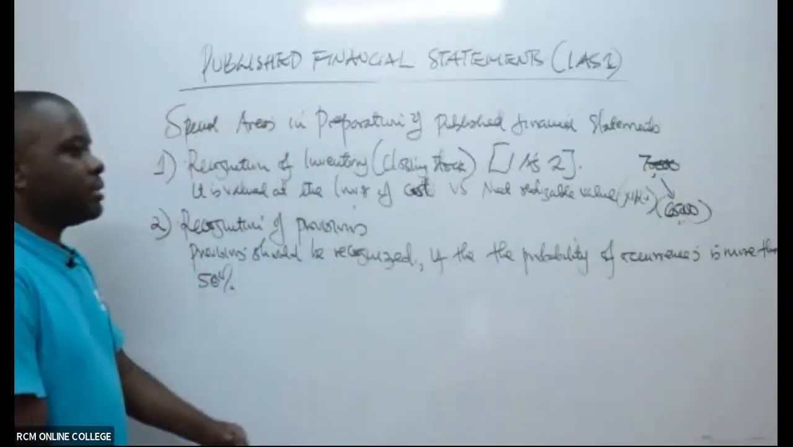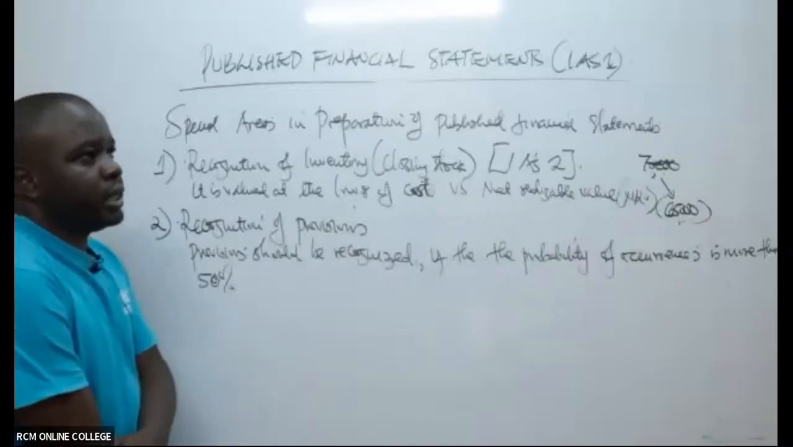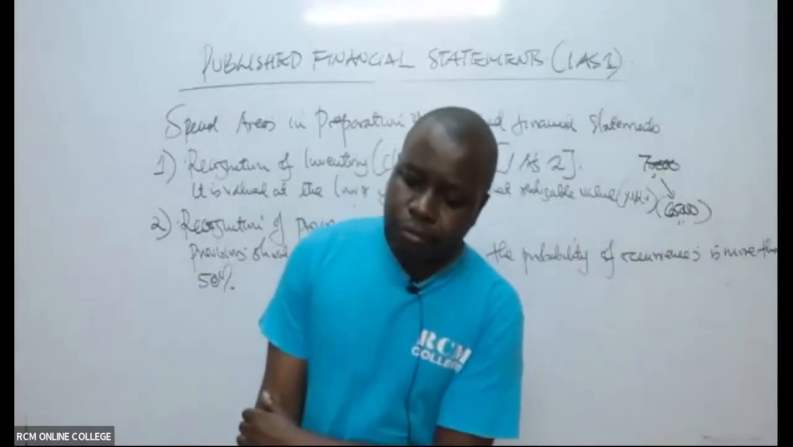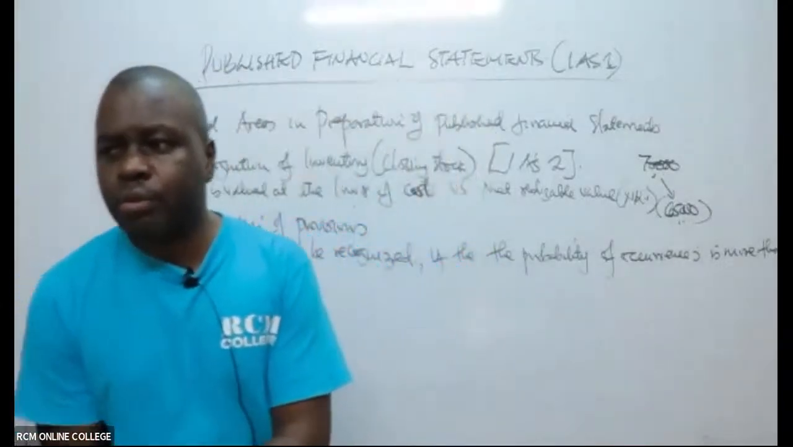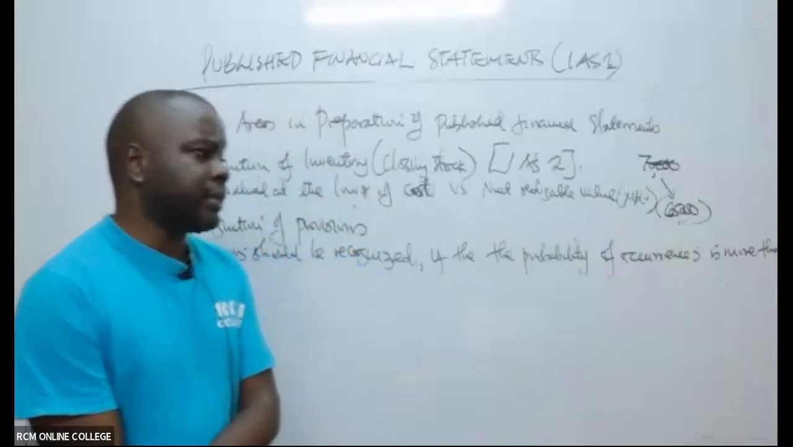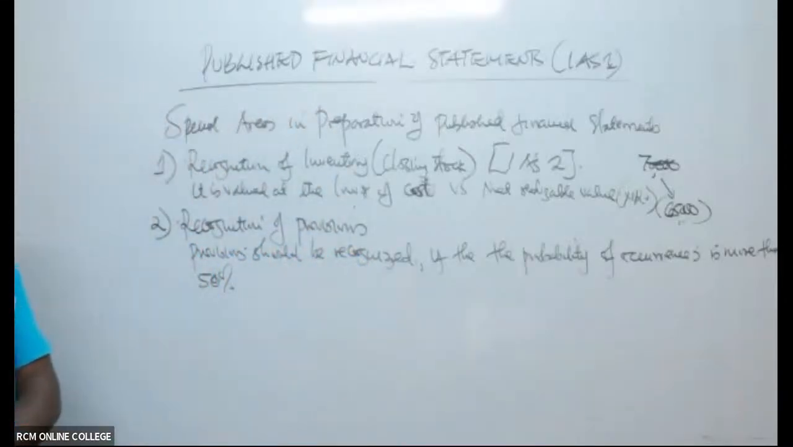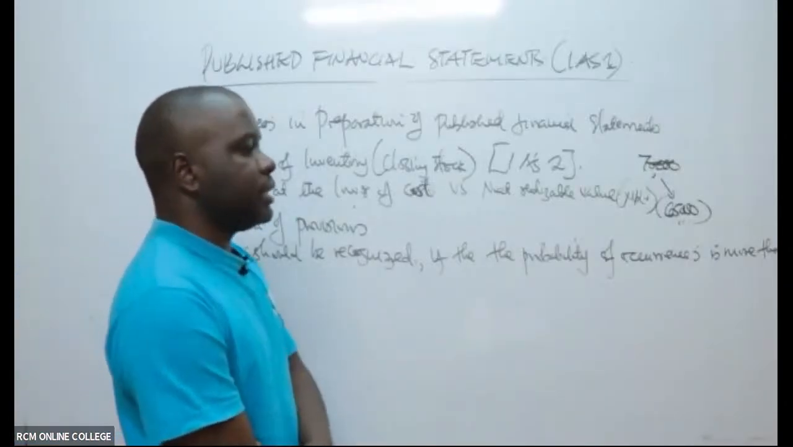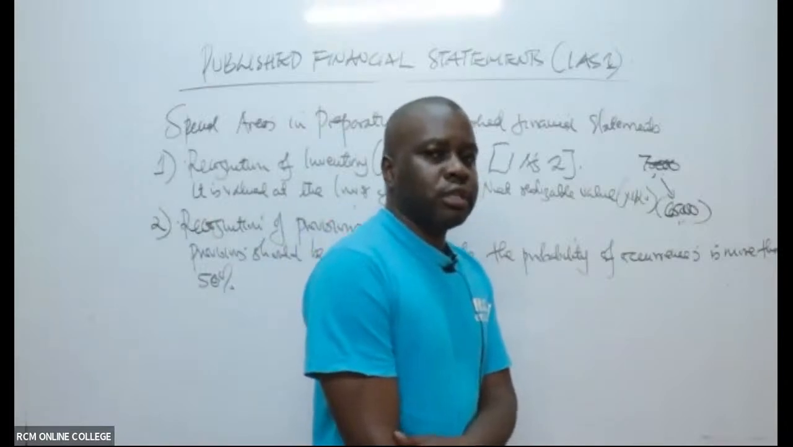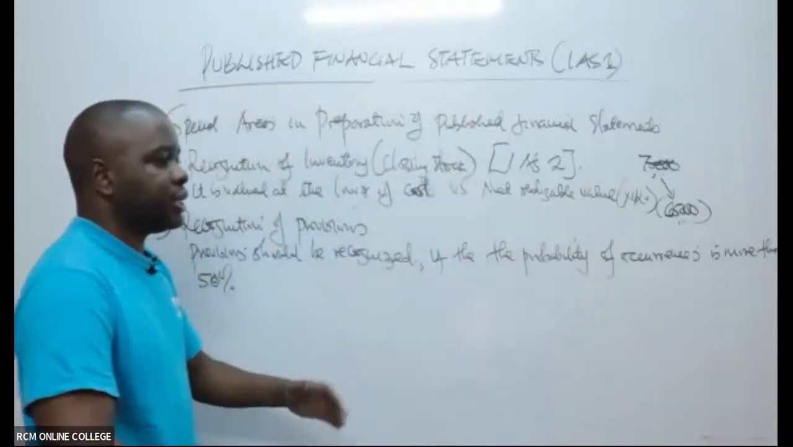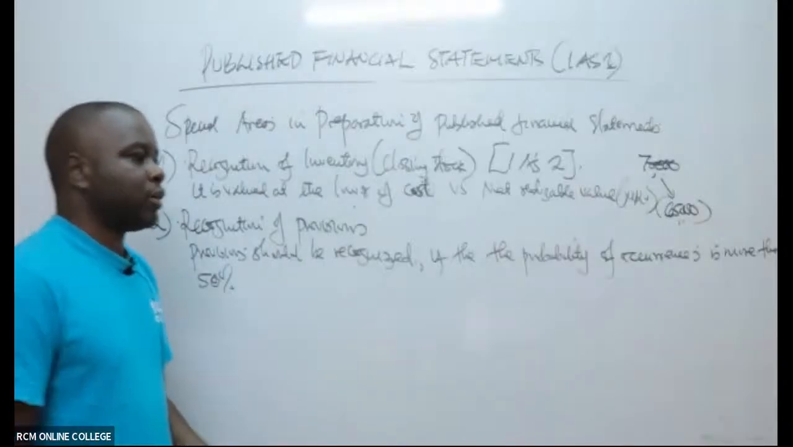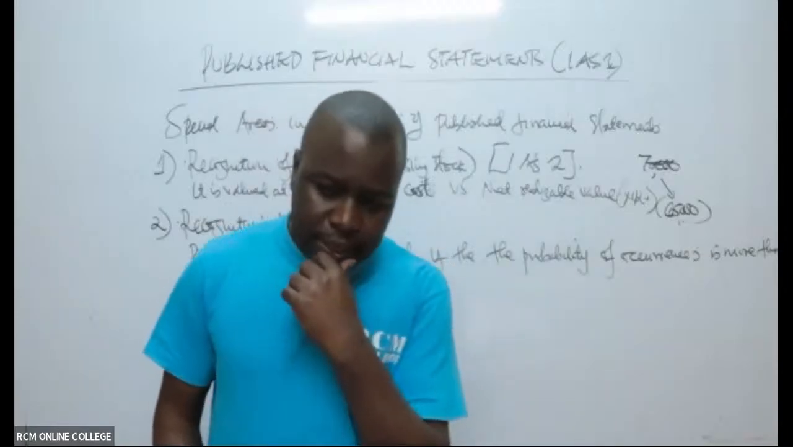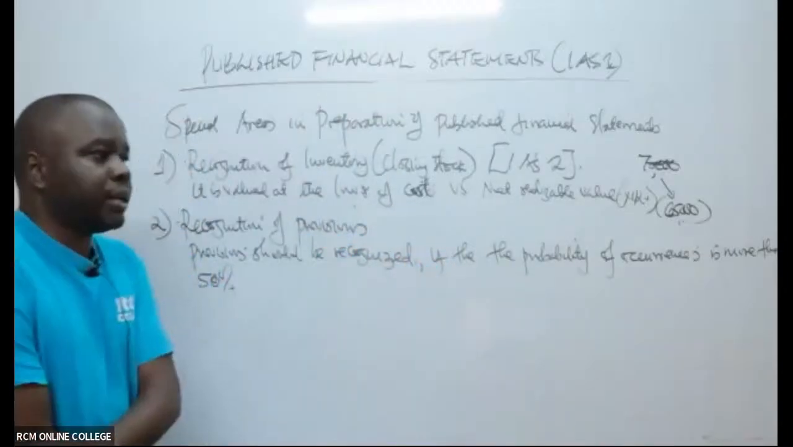Sometimes when you're preparing, for example, the income statement, you make a provision for bad debts, an allowance for bad debts. Or, for example, you are expecting an outflow as a result of certain issues surrounding maybe a company. We can give an example: there's a legal suit before the court whereby the company has been accused.